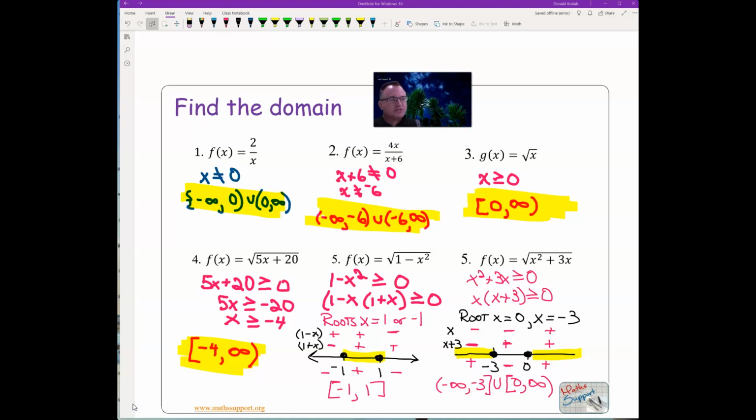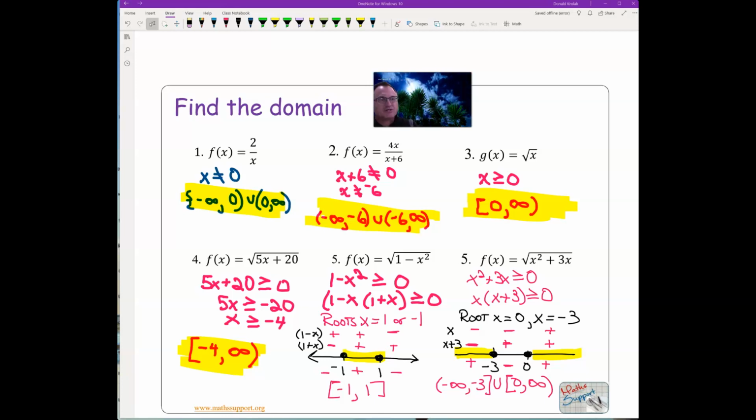Here are the solutions. The first three were problems that we did a while back. For each one of these, I had a variable in the denominator, so I had to set that denominator not equal to 0 and then solve it. So in this one would be all real numbers except 0, all real numbers except -6.